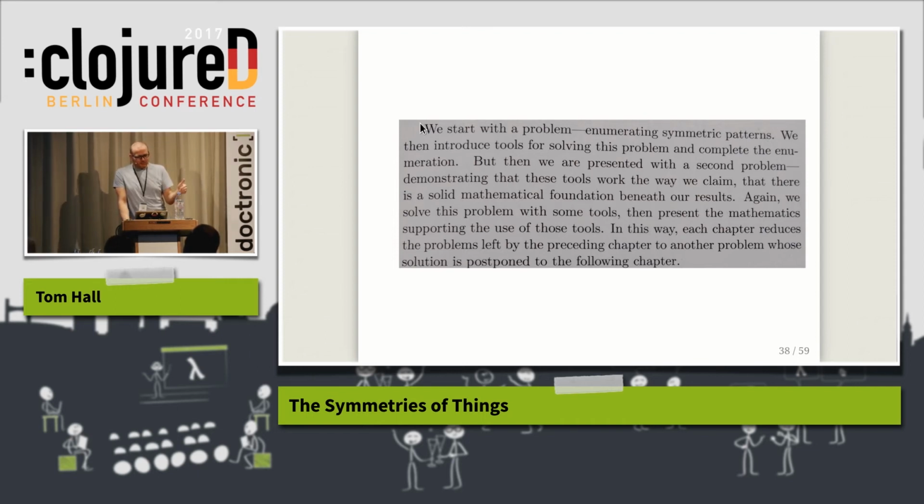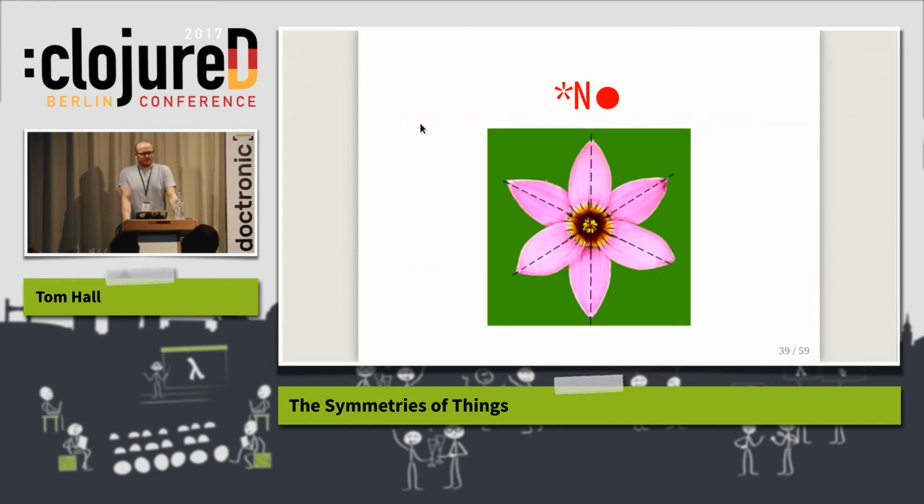So it says, we start with a problem, enumerating symmetric patterns. We introduce tools for solving the problem, and then complete the enumeration. So you're done, except there's a second problem. Why do the tools work the way you claim? And then they solve that problem with some tools, but then have to present the mathematics that supports the tools. So every chapter ends with a, where are we, and what do we need to prove next? Oh, well, if this thing's true, then we can carry on. Oh, but why is this thing true? And there's this really nice pattern of punting off the foundational things to the next chapter all the time, which is rather nice.